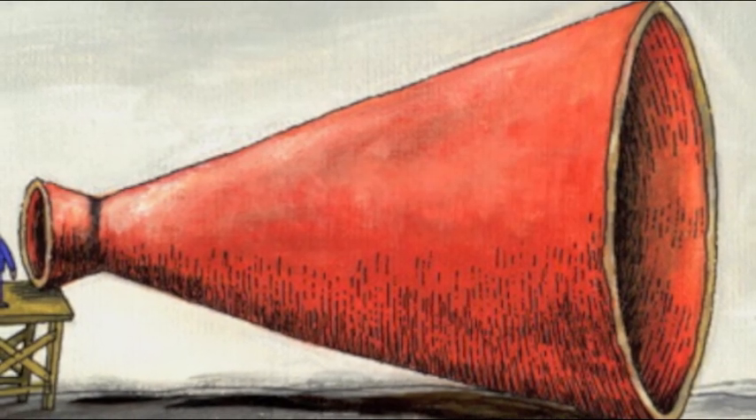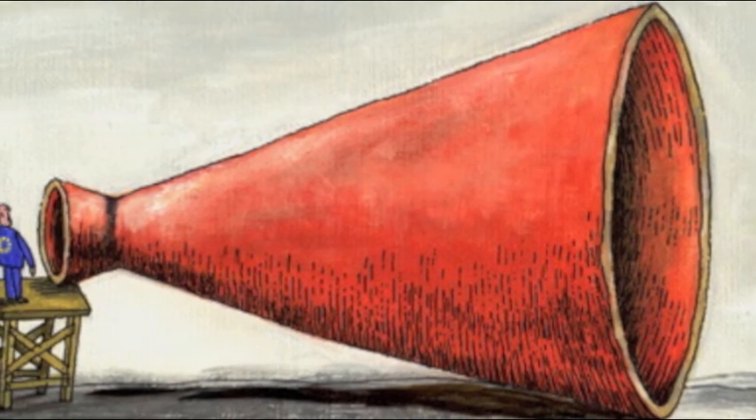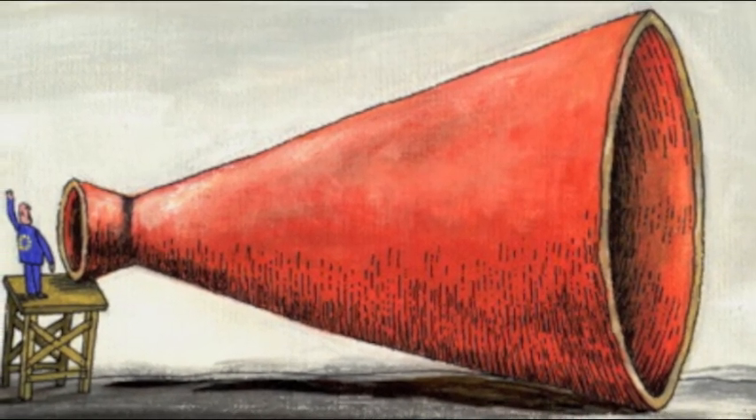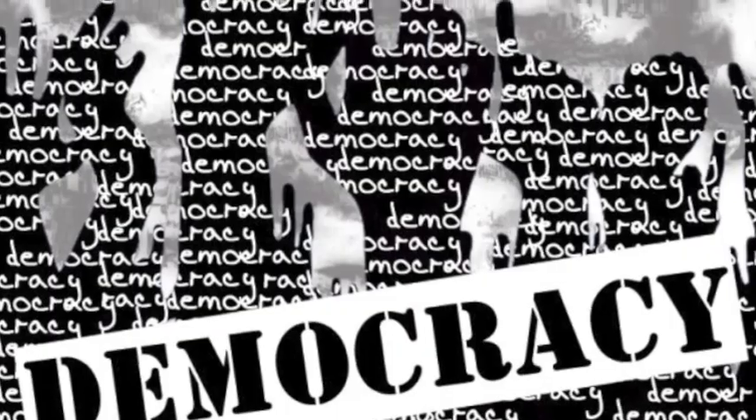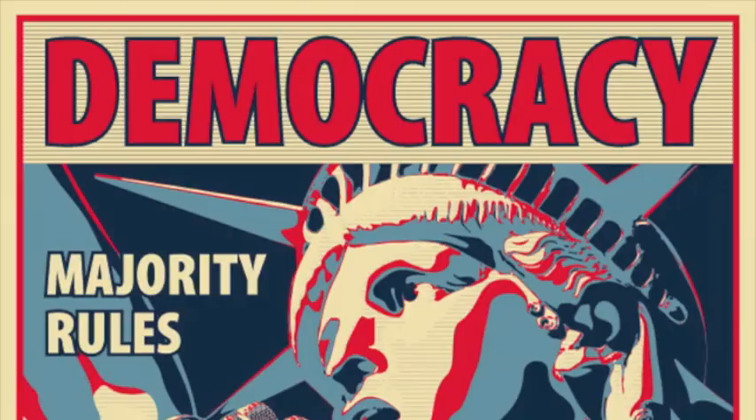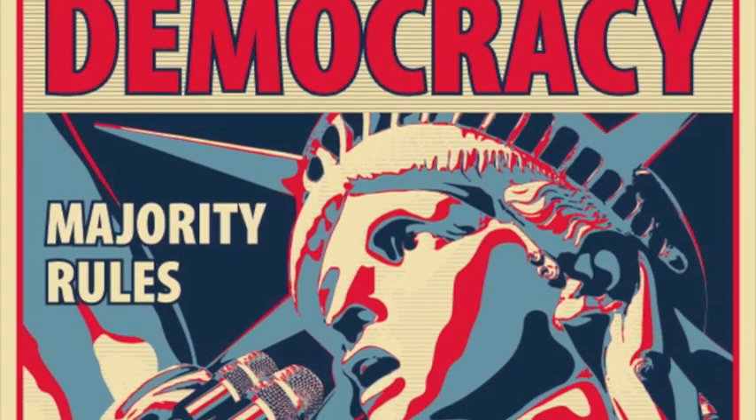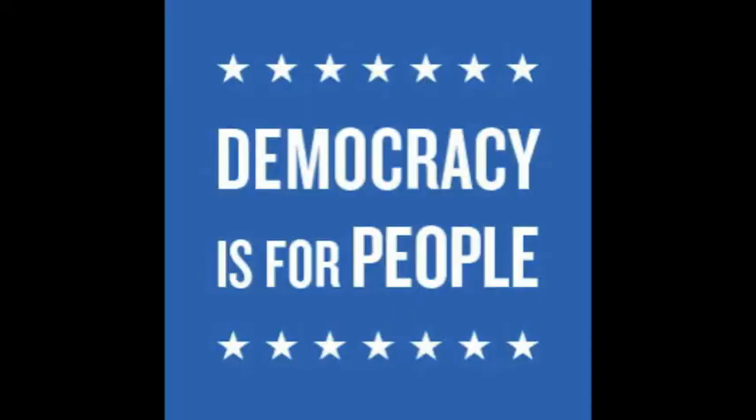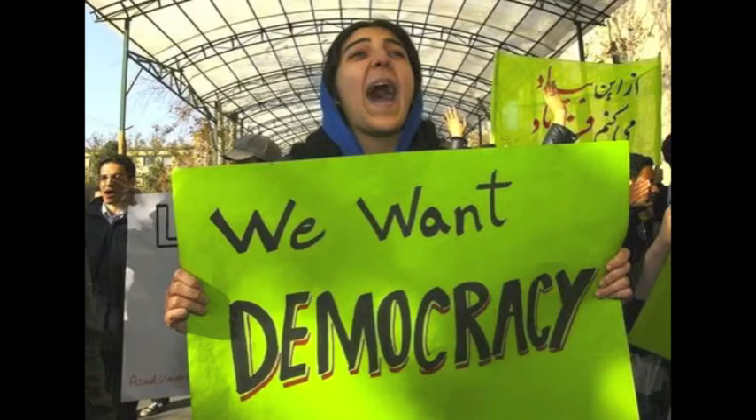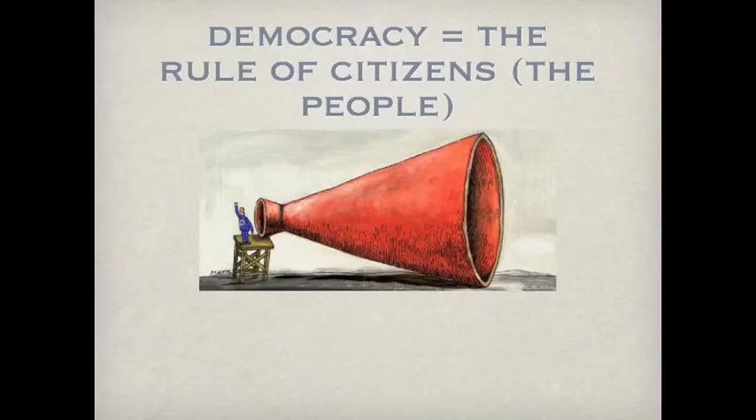But for those people who want a form of government that gives the people a voice in how they live their lives, well, then democracy works well enough. See, democracy is the rule of the people, a chance for the people to say what they want, do what they want, to have the leaders that they want. Democracy is the rule of citizens.